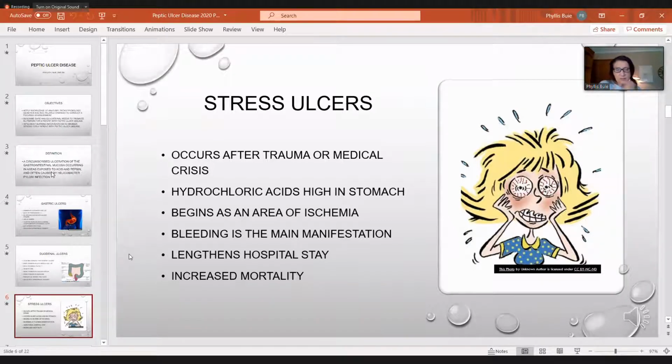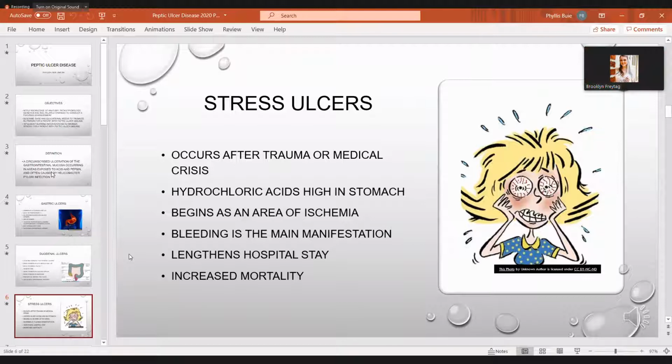Now, stress ulcers are something that we see very commonly after any type of trauma or any type of medical crisis. Basically, the hydrochloric acid level is very high in the stomach. Well, that eats away at the lining, and it begins as an area of ischemia. So what is an area of ischemia?